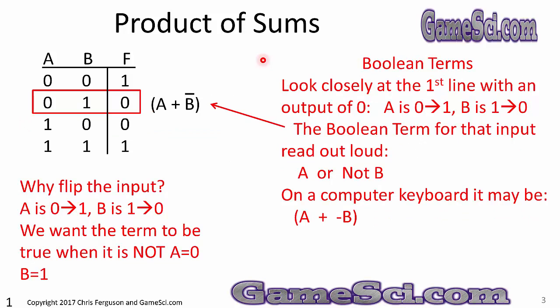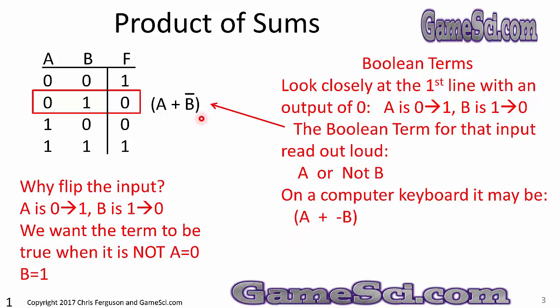Boolean terms. Look closely at the first line with an output of 0. A is 0, we're going to change that to a 1. B is 1, we're going to change that to a 0. The Boolean term for that input read out loud is going to be A or not B. On a computer keyboard, you might type it this way.